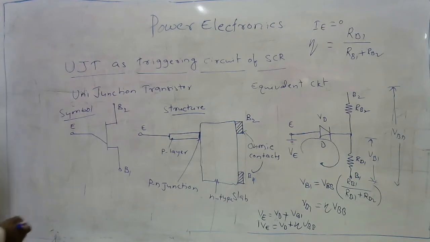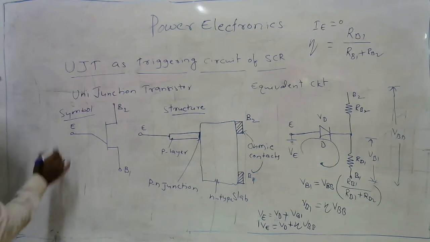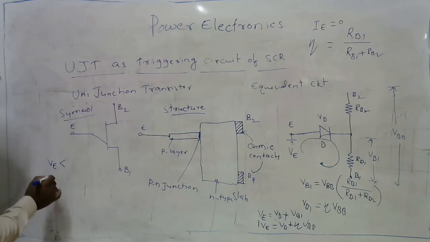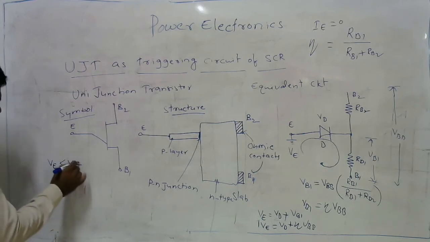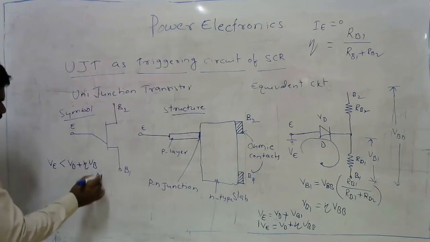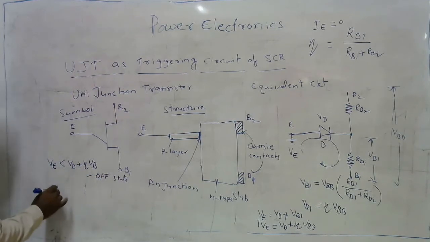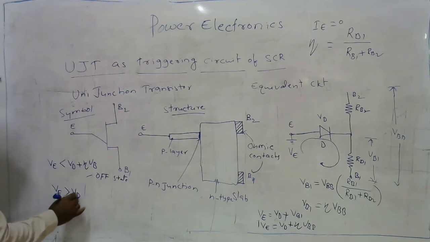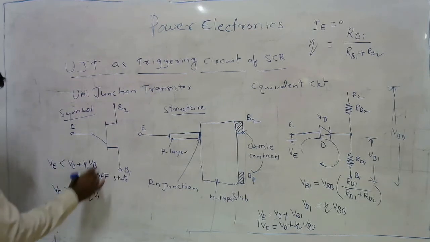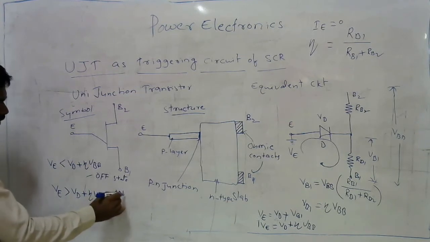Now, when we see the operation of UJT, on and off: when VE is less than VD plus eta VBB, this is called the off state of UJT. When VE is greater than VD plus eta VBB, then we can say this is the on state of UJT.